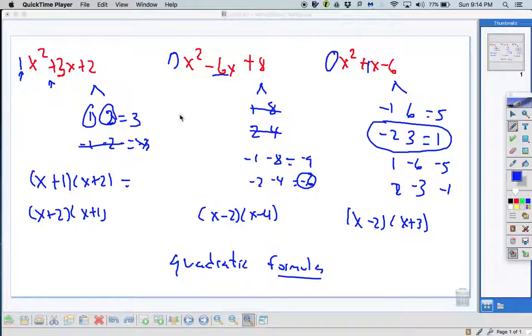Okay, and one last time, please make sure that there's a 1 before the x squared, or it's left blank. Do not use this method if there's anything but just a 1 right here.